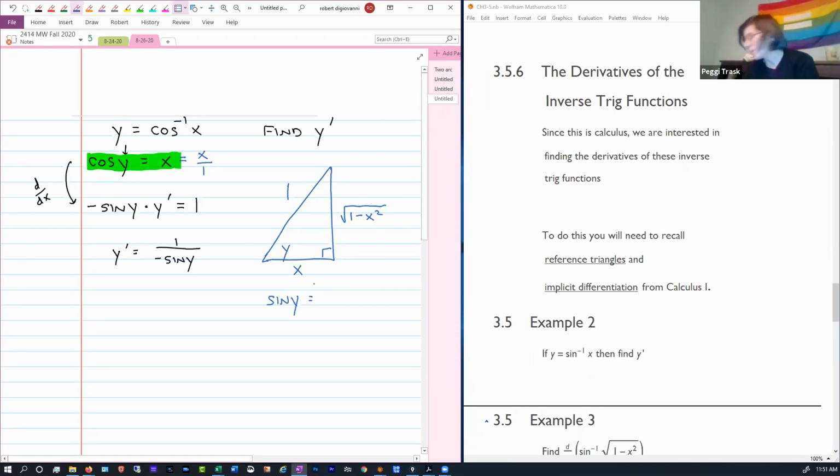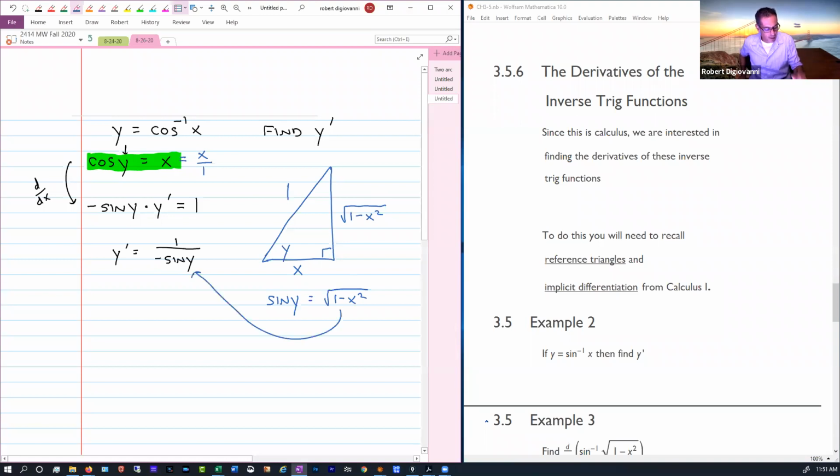Okay, I'm also writing it down. Yeah, that's okay. What's sine of y then? It would be the root of 1 minus x squared over 1, I think. Over 1, yeah, over the hypotenuse. So that's your sine y. And all we've got to do now is take that and plug that in here. So our answer will be 1 over negative square root of 1 minus x squared.